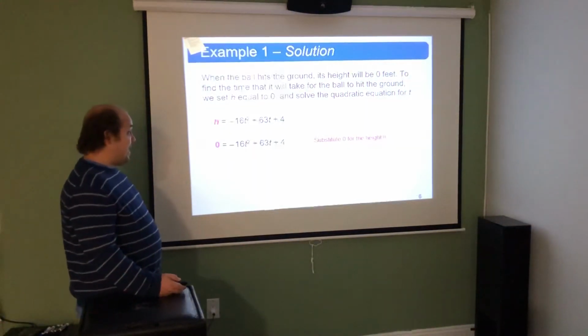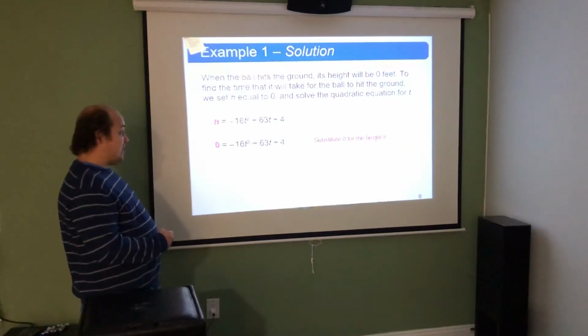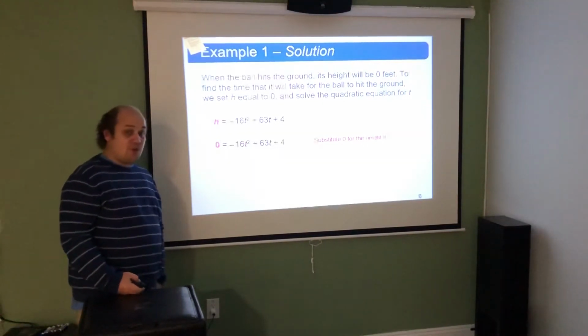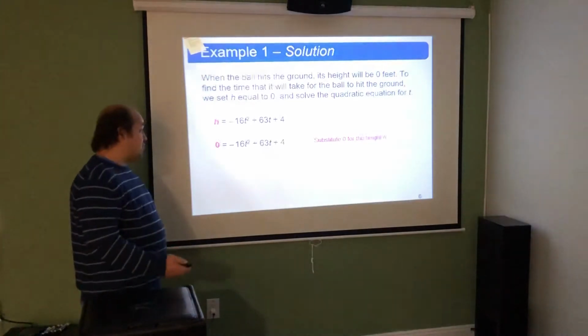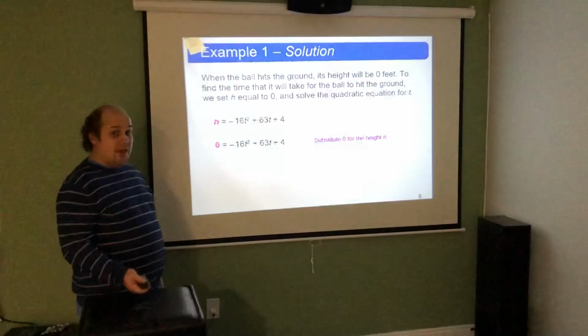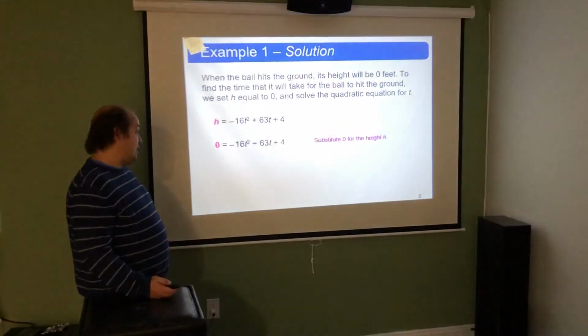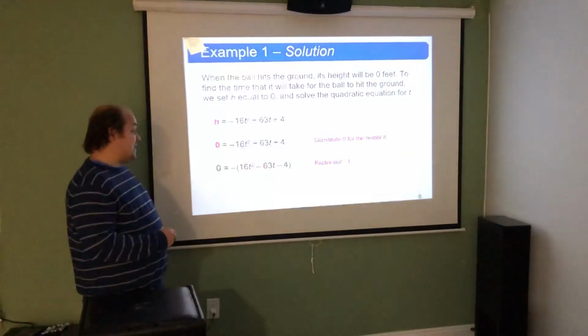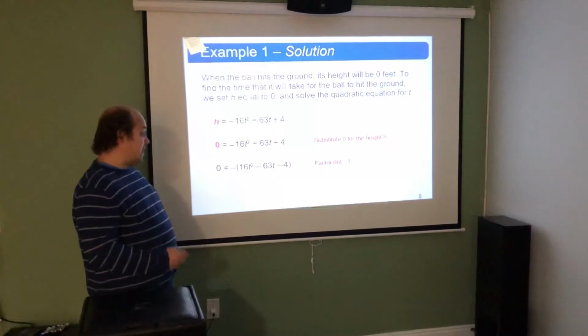So the way this would look is we plug in 0 where we see an h. Once we plug that in, we see we have a negative sign in front of the squared term. I don't like to have the negative there when I'm doing the cross method, so I'll multiply the whole thing by negative 1, or divide by negative 1, however you want to see it. Taking that negative 1 out, we're left with 16t squared minus 63t minus 4.